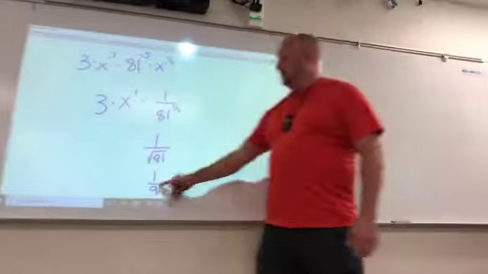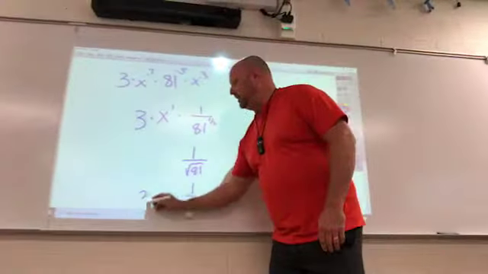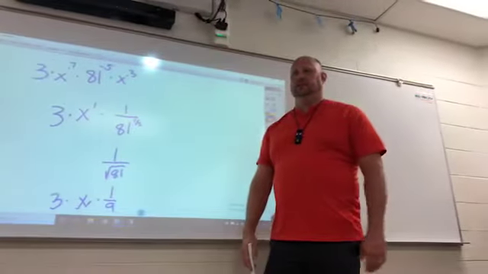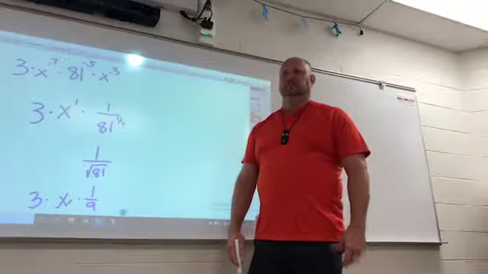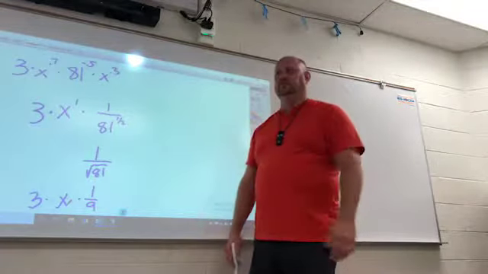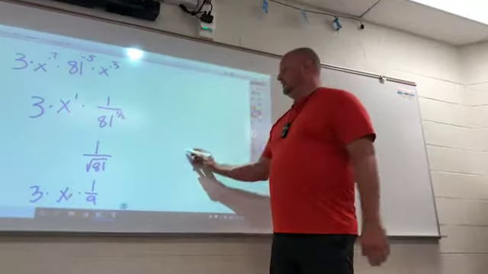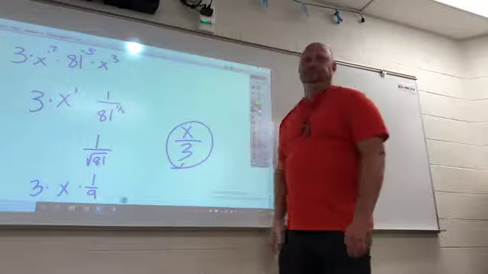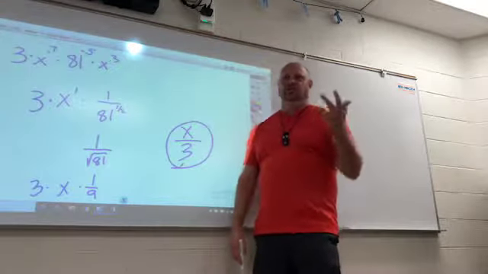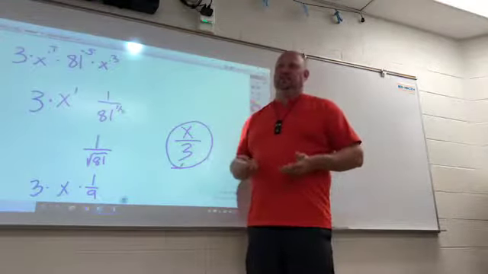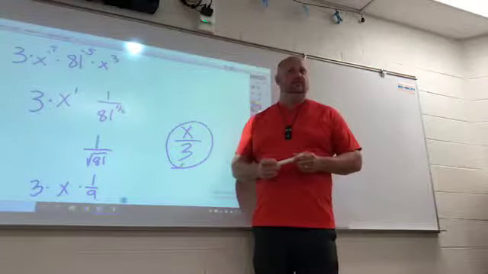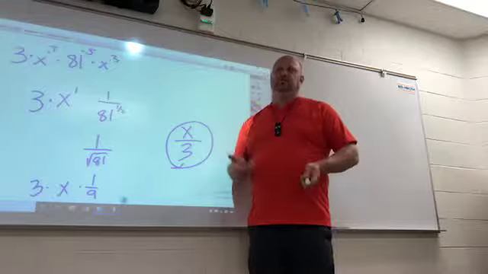So I times that 1/9 by 3. What's 3 times 1/9? What's 3 over 9 reduced to? 1/3. Final answer is, you got an x on top, you got a 3 on the bottom. Didn't that look a lot harder than what we actually did? Like the hardest thing we did was we took the square root of 81. There wasn't really much to do there.